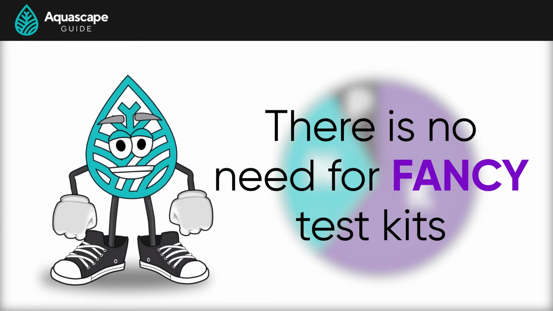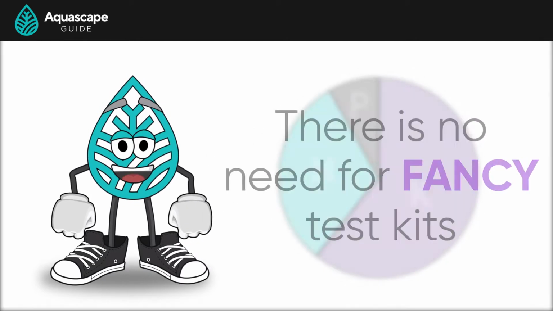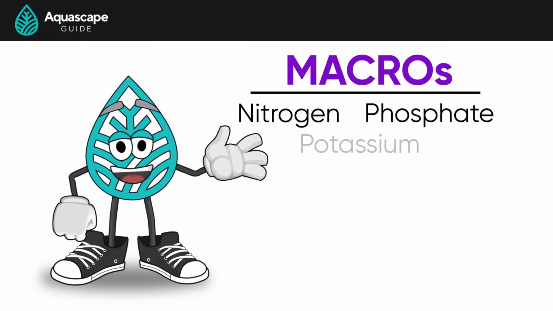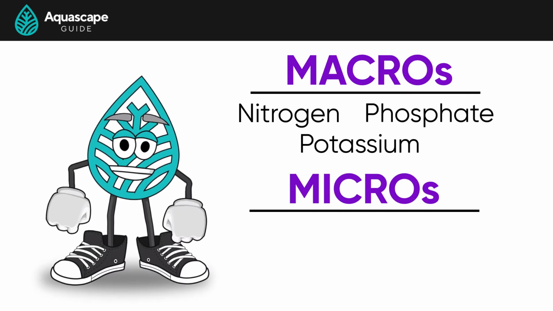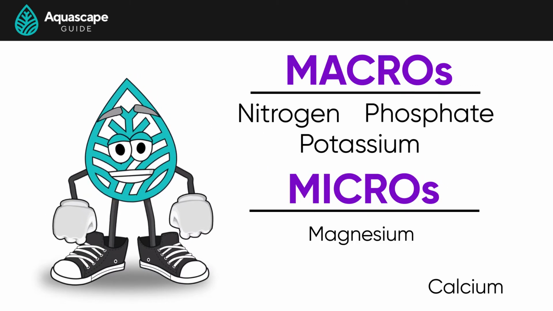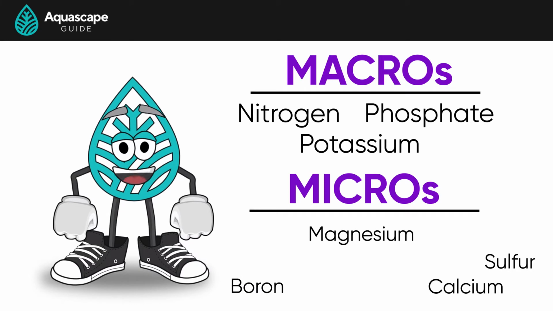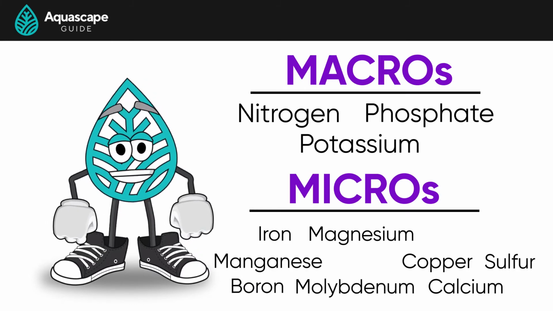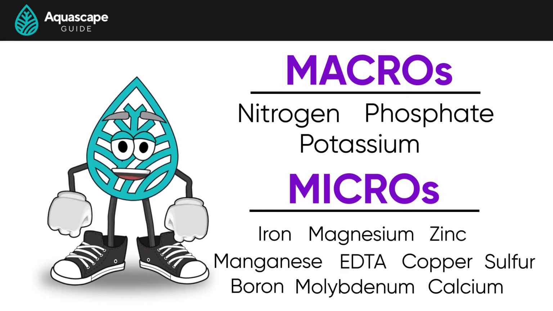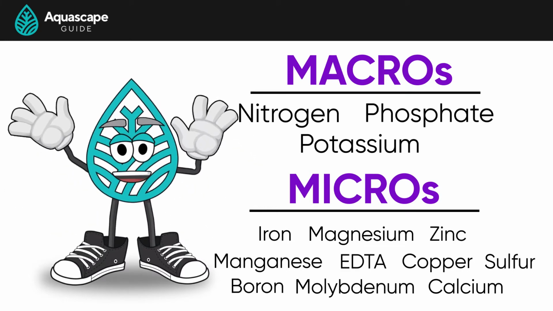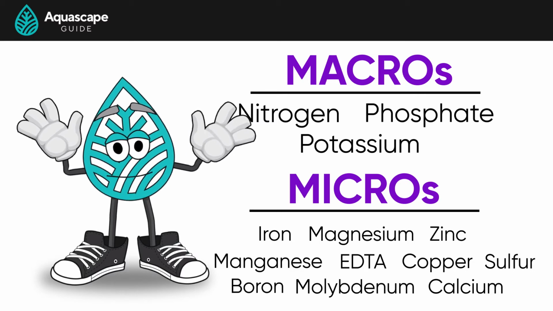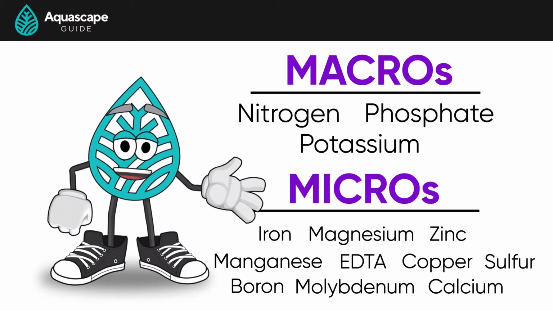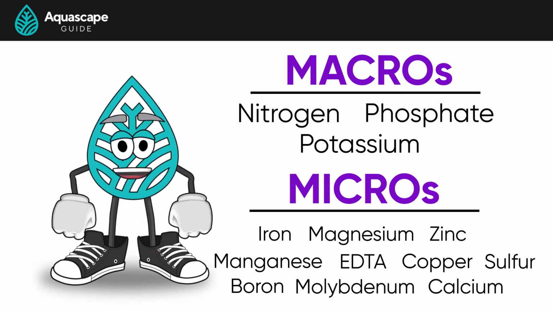Here are all the different nutrients that are provided when dosing the EI method. For your macros, we have nitrogen, phosphate, and potassium. For your micros, you're dosing magnesium, calcium, sulfur, boron, copper, iron, manganese, molybdenum, zinc, and EDTA. Do not ask me to pronounce what the acronym stands for. It's just a chelator that binds the micros together so they don't react with other nutrients in the water column, which would essentially render them useless.